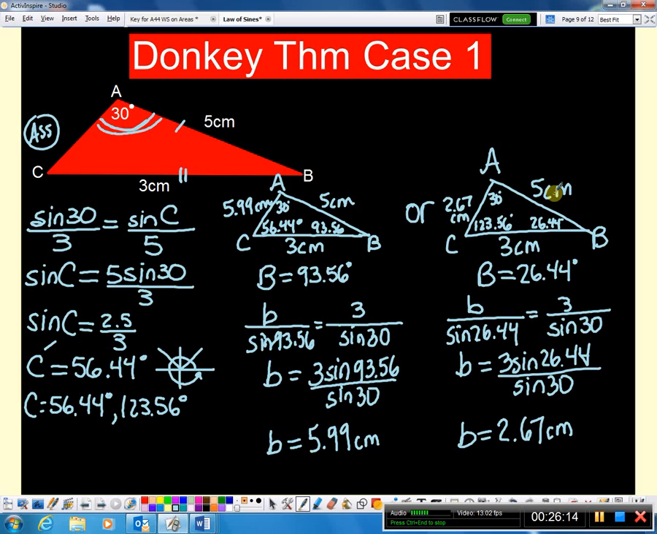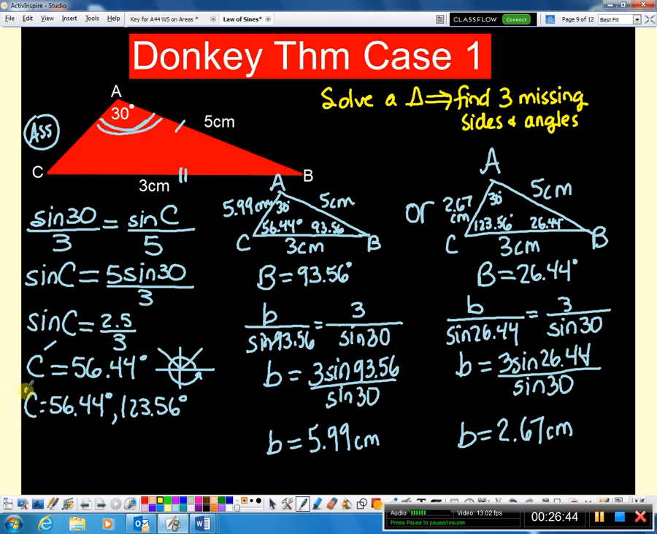Now, when I say, FYI, solve a triangle, that means find 3 missing sides and angles. It might be 3 missing angles. It might be 1 missing angle and 2 missing sides, or 2 missing angles and 1 missing side. But you're going to be finding 3 parts. And all 3 parts need to be in your answer set.